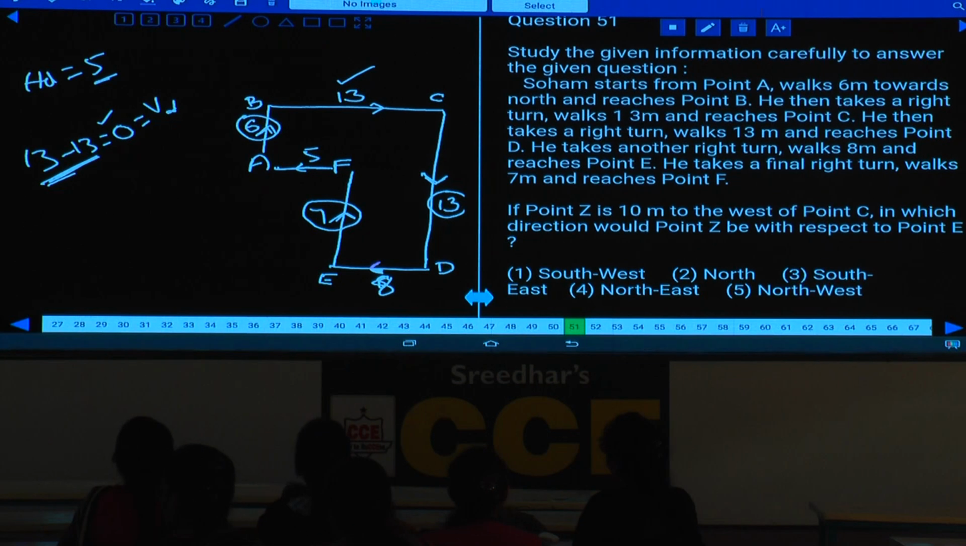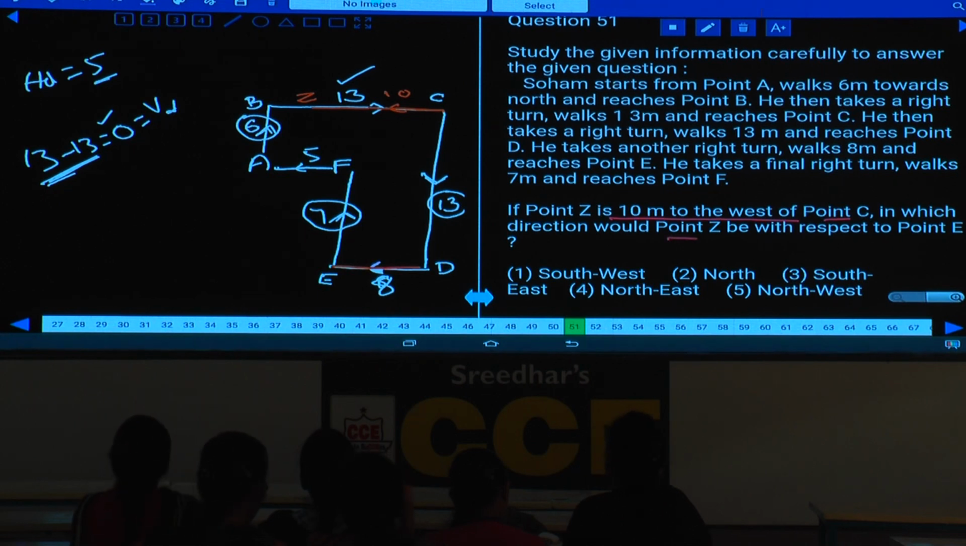Then coming to question number 51, point Z is 10 meters to the west of point C. From point C, now this is Z. Z will be somewhere like this. Now this person has covered 13 in total, out of which this is 8, and this 10 must be more than this one, isn't it? Hence Z is 10 meters to the west of point C.